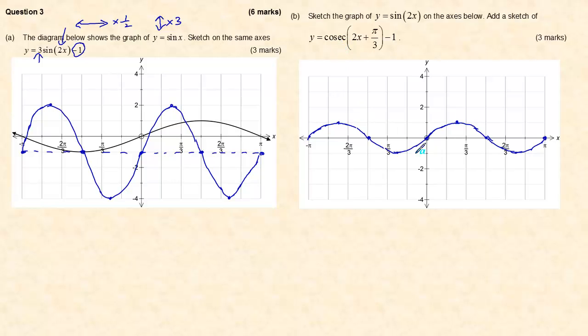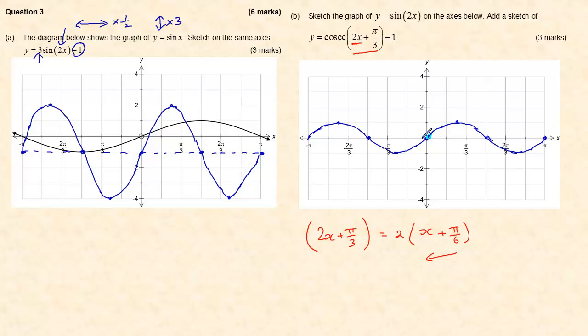Now cosec is 1 over sine. So we have cosec 2x here, so it's got the same period as this one, but what's happened? This 2x plus pi by 3 is all inside the bracket. Now either by knowing that or by rewriting this as 2x plus pi by 6, we can see that the horizontal translation is pi by 6 units to the left.